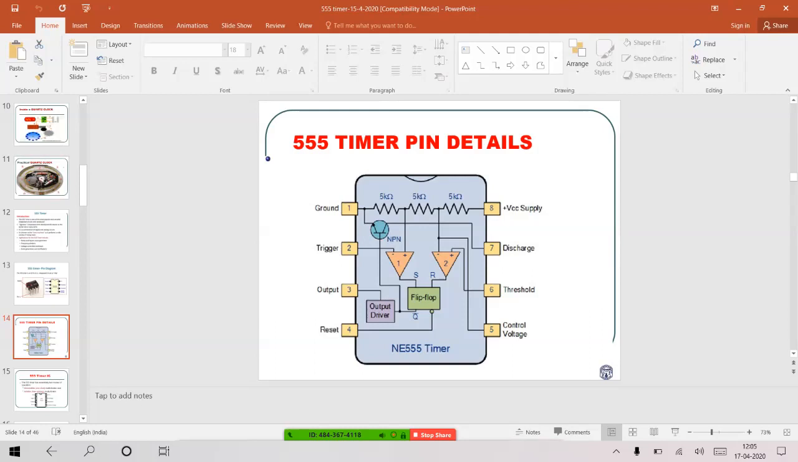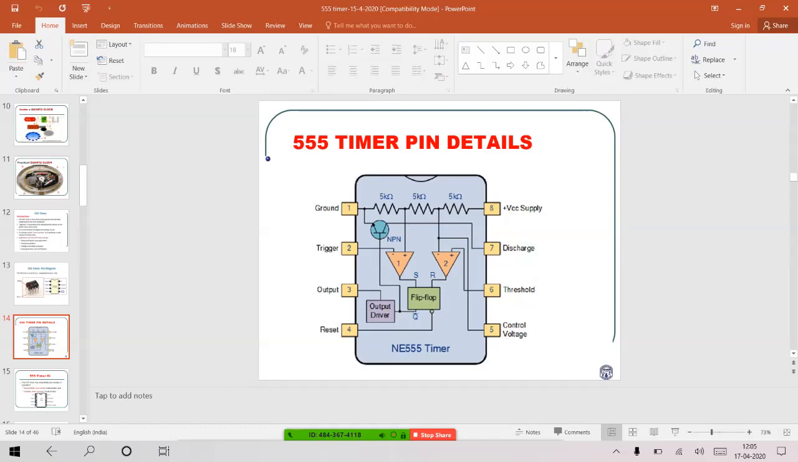This extra transistor is connected in the circuitry, which will provide a discharge path for the capacitor. And importantly, on the top side you can see three resistors of the same value, 5 kilo ohms each. These are fabricated in the IC itself. They are not connected externally.